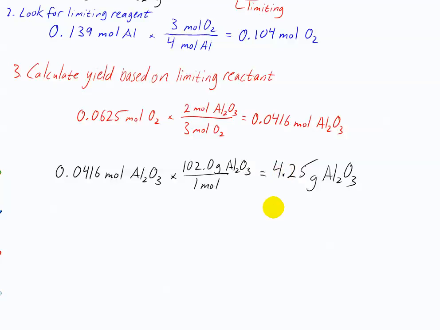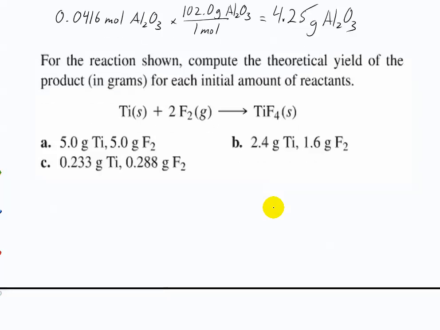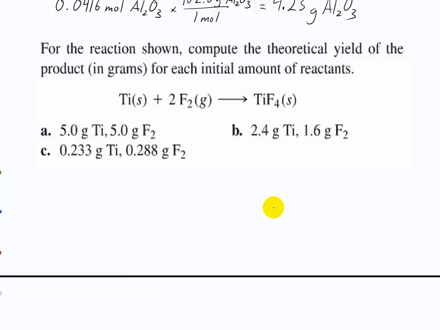Okay, let's try another one. So for the first one, for part A, how many people found that titanium was limiting? And who found that fluorine was limiting? Okay, a little bit of a disagreement there. Let's go through it. Can you tell from just these numbers, 5 grams of each? Can I say you've got 5 grams of each, we need 2 of this, so therefore fluorine must be limiting? No, it doesn't work like that, right?